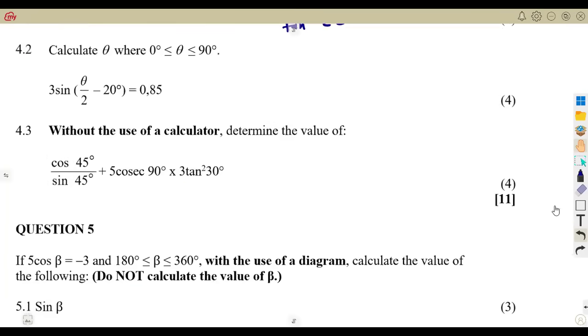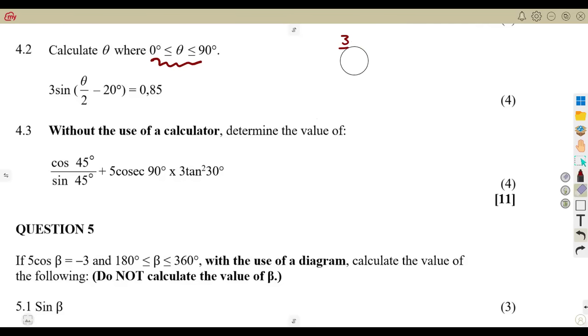On 4.2, calculate the value of theta, or determine theta, from this interval that you are given, from 0 to 90 degrees. When we are given that this is 3/2, we have to consider this our trigonometric equation that we are given.